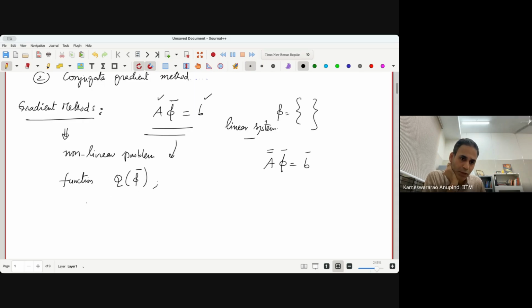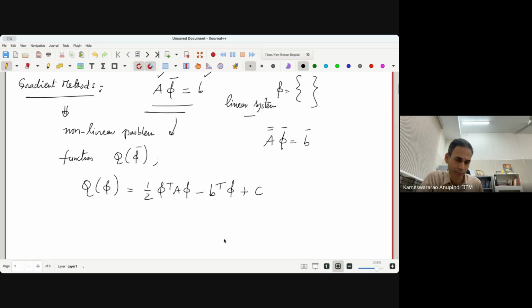The value that it is going to construct, which is Q of phi, is going to be half of phi transpose A phi minus b transpose phi plus c. This is the quantity that these gradient methods use. They construct a non-linear thing. As you can see, there is phi transpose A phi. This is non-linear because you have phi being multiplied with phi itself. So this is a non-linear function that they have constructed.